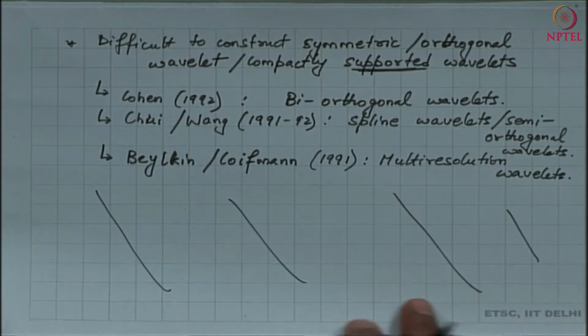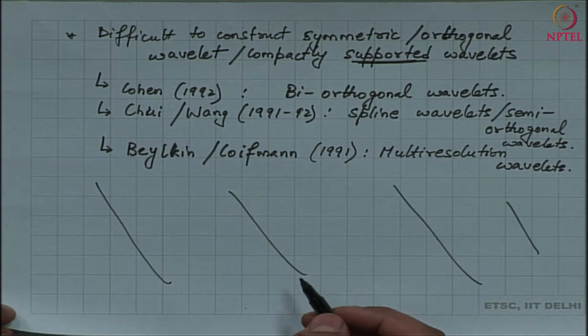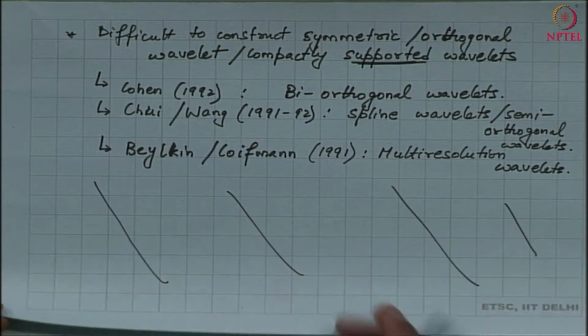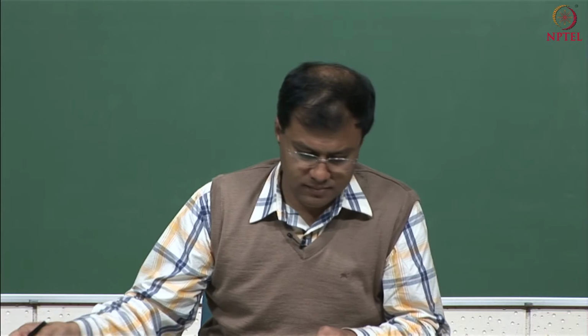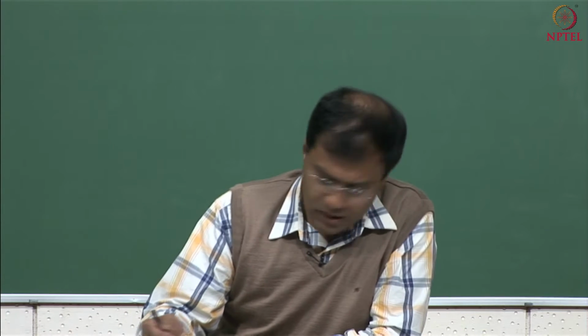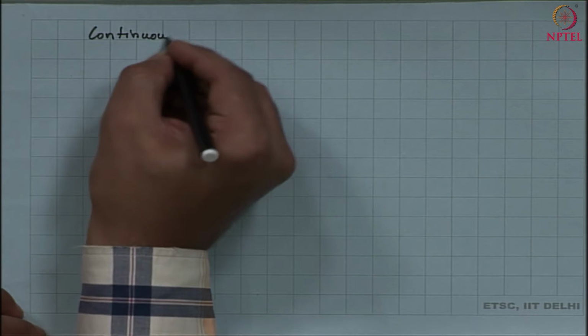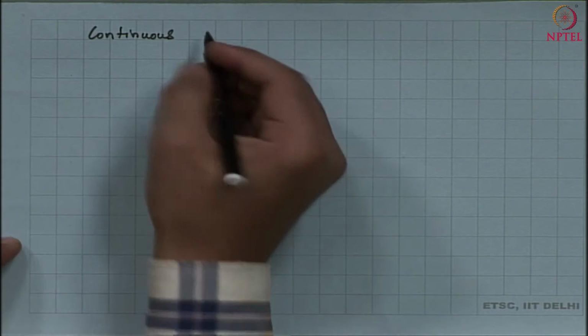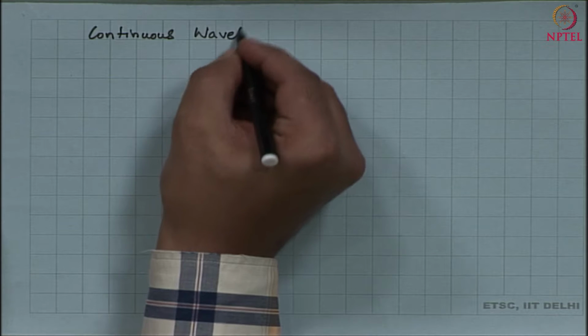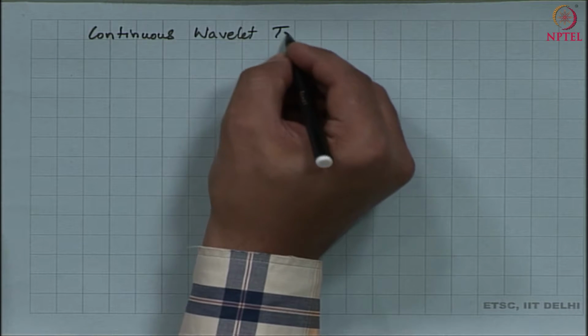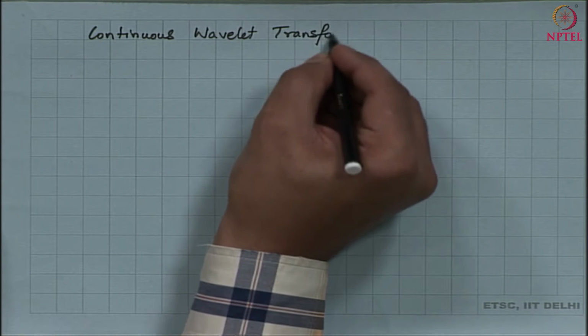let me start with the definition of the wavelet and also introduce the concept of wavelets. I am going to start with the continuous wavelets. The discrete wavelet will follow sometime later in this lecture. So, continuous wavelet transforms. Okay.